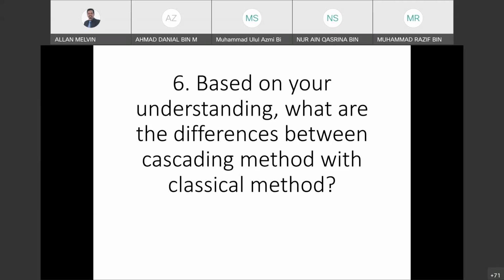Anyone else nak try? Sir, can I try? Yes, sure. Yang saya faham, cascading method is easier to make system like automatic system rather than classical method. Okay. So that's the obvious differences lah bagi pendapat you. Okay, good answer. So other answer?